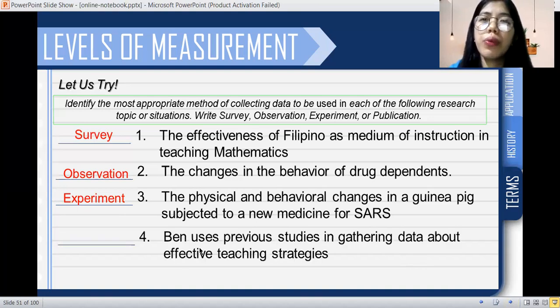And also, we have Ben uses previous studies in gathering data about effectiveness of teaching strategies. Now, for this one, it is publication because what he used is previous studies, or the studies of other researchers.